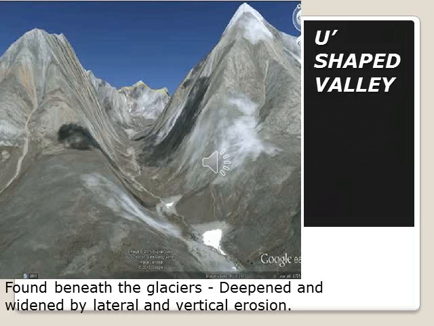So the U-shaped valley, like the V-shaped valley we have discussed in rivers, is found beneath the glaciers, deepened and widened by both lateral and vertical erosion. So the U-shaped valleys are formed beneath the glaciers. These are the U-shaped valleys. They look like the English letter U, found in the glacier mountain region.